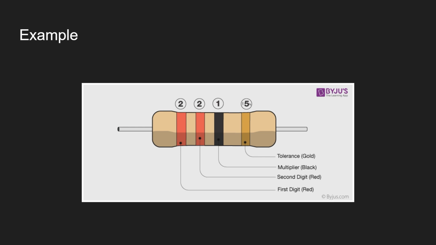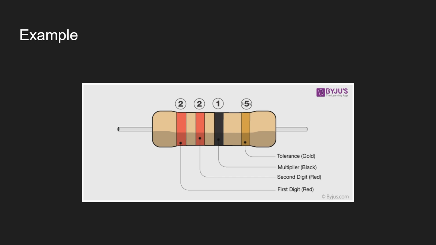Okay. So if you don't know which side to read from, you will find that the first band will never be gold or silver. The gold and silver represent tolerance, and it will appear most likely at the last band, okay? So this is how you read the resistance.